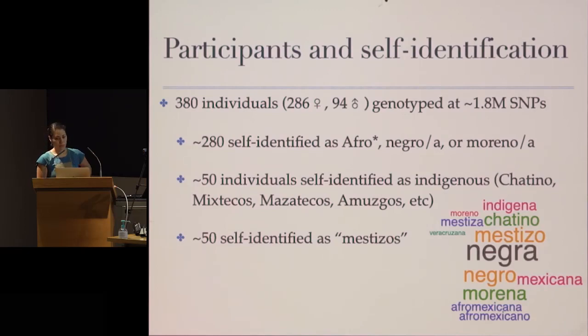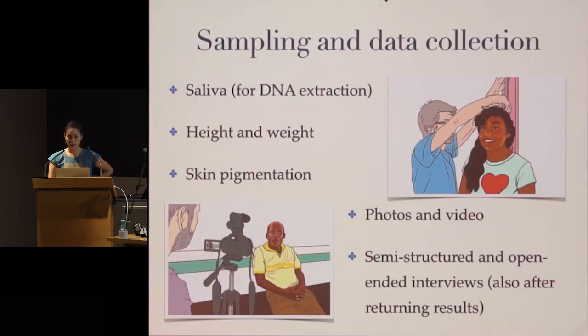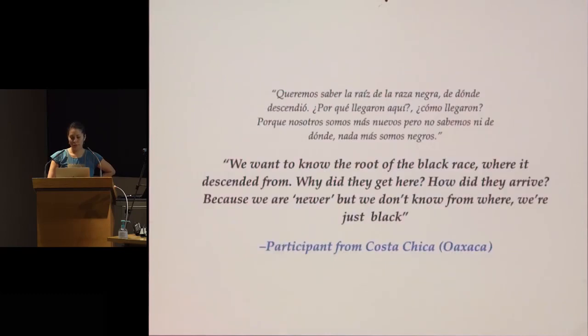So this is just a word cloud. When we asked them how they self-identified, this was an open question, so we used that answer to make this word cloud. And the outstanding word is Negra, which is black woman, which reflects that most of the participants were women, and Afro-Mexican. We collected saliva and also some anthropometric measurements, including height and weight, skin pigmentation, and we took, with their permission, photos and video, and we also carried out some ethnographic interviews, which will be relevant later.